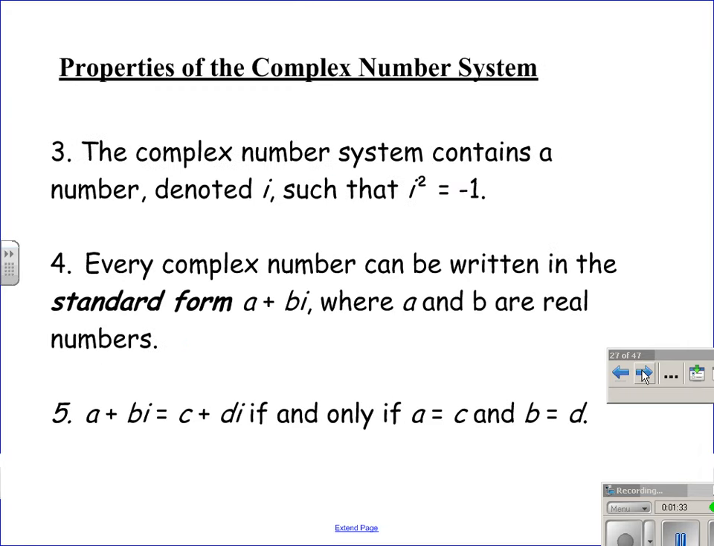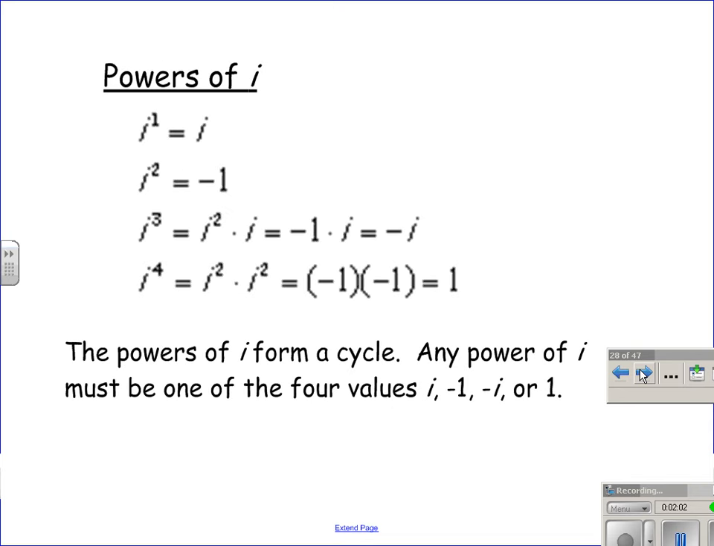Okay. The complex number system contains a number I such that I squared is -1, and we're going to learn a little bit more about that in a minute. Every complex number can be written in the standard form of a plus bi, where a and b are real numbers. And then the fifth one is that a plus bi is equal to c plus di if and only if a and c are equal and b and d are equal. So we're going to look at some example problems with each one of those here now.